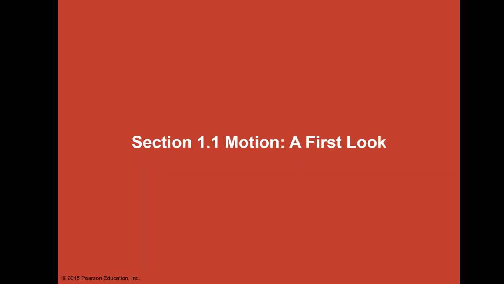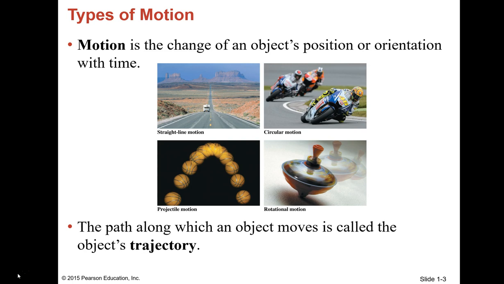Okay, here we go. The first section is a look at what motion is. Motion is the change of an object's position or orientation with time, and the path that it follows is a trajectory. Whether it's a straight line, circular motion, an arc called projectile motion, or something that spins, rotational motion, we're going to talk about all of these during this course. They all follow what's called a trajectory, so these all have different trajectories.